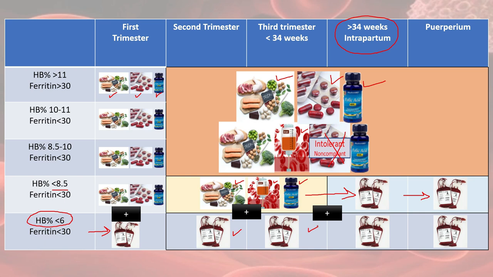Depends. First trimester, oral iron. Second, third trimester, or puerperium, we can give parenteral iron or oral iron. Diet is always there. Folic acid is always there. And your goal is always in your mind that the patient should not go into labor anemic. You have many weapons, use them.